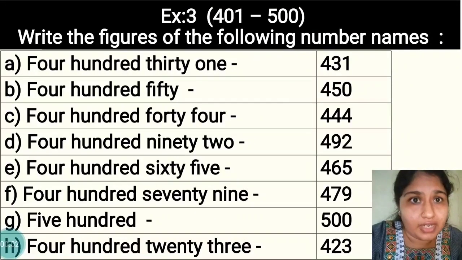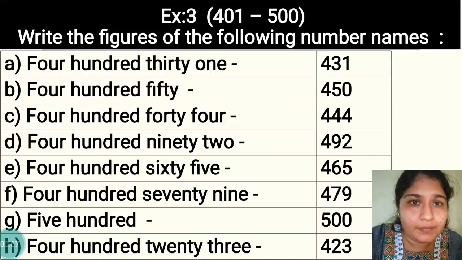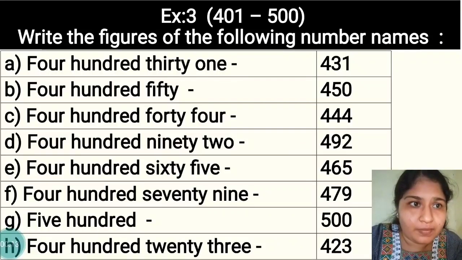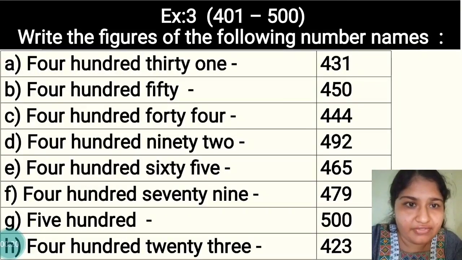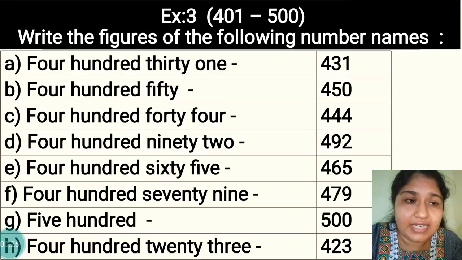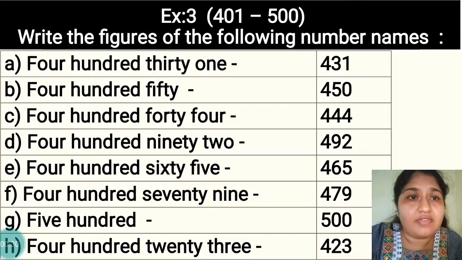Now write down the figures of these number names. First is 431. Second is 450. Then 444. Next 492. Then 465. 479. 500. And the last is 423. So students, we have completed exercise 3 here.